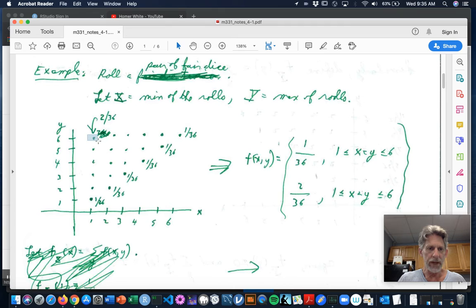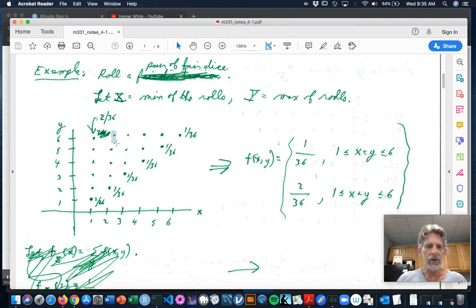So what if the max was a 6 and the minimum was 1, putting you at the point (1, 6) right here? Well, there's two ways for that to happen. Die 1 could be 1 and die 2 could be a 6, or die 2 could be a 6 and die 1 could be a 1. But that's the only two ways. 2 over 36 is the chance.